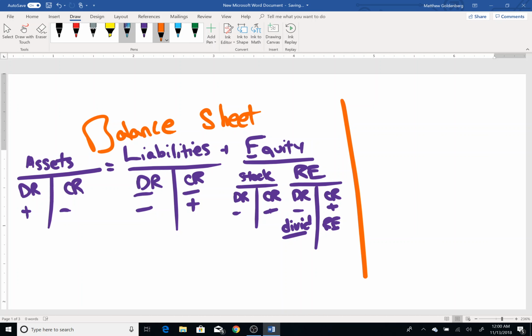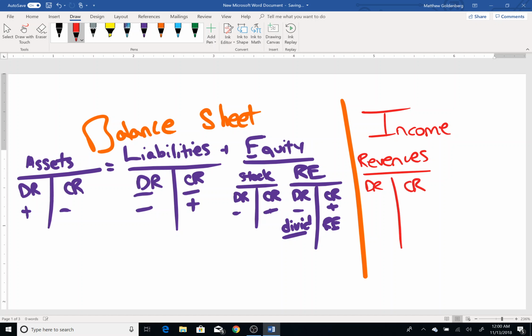Let's block that off. Do it in red. This is the income statement. What you have is revenues. You've got debit, you've got credit. You've got negative, plus. And then you have expenditures or expenses. You've got positive, negative.